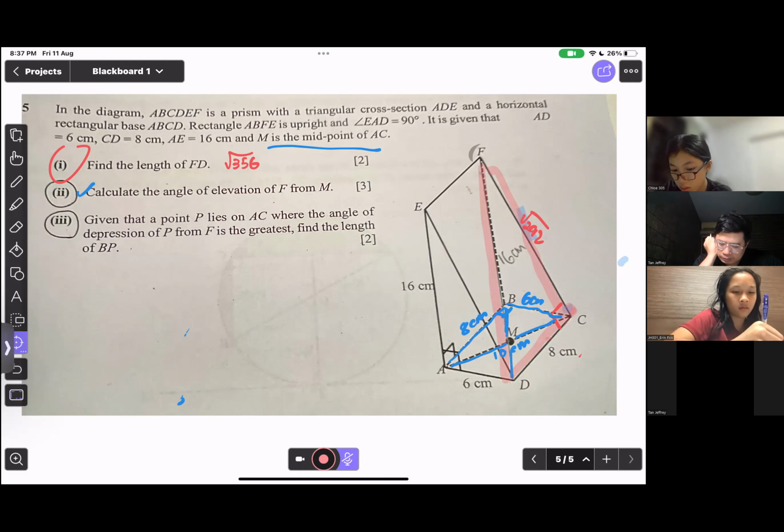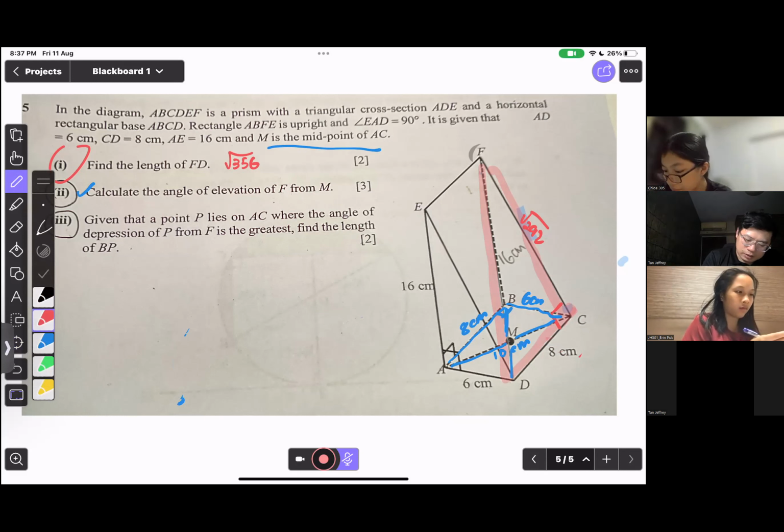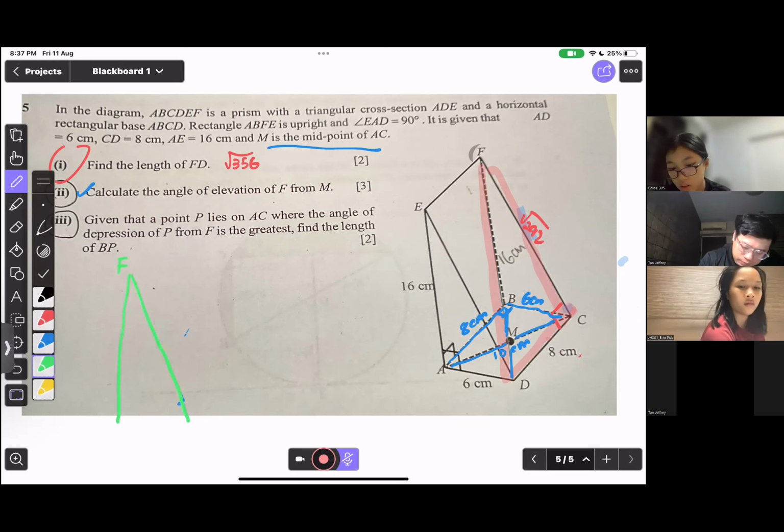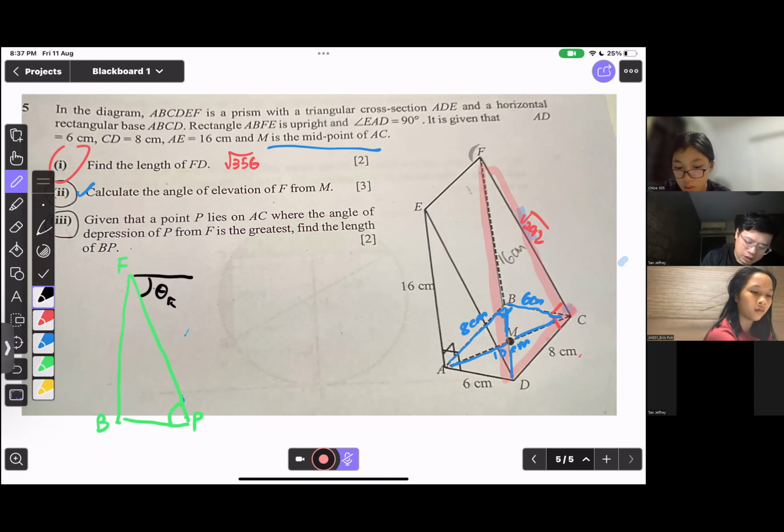Sound okay? So first, if you look at this P, somewhere here, you look at this triangle. There's F, then there's point P, then this is B. Because angle of elevation of P from F is this angle, this is the angle of depression, that means this will be the angle of elevation. This will be the same as this because they are alternate angles. Is that okay?